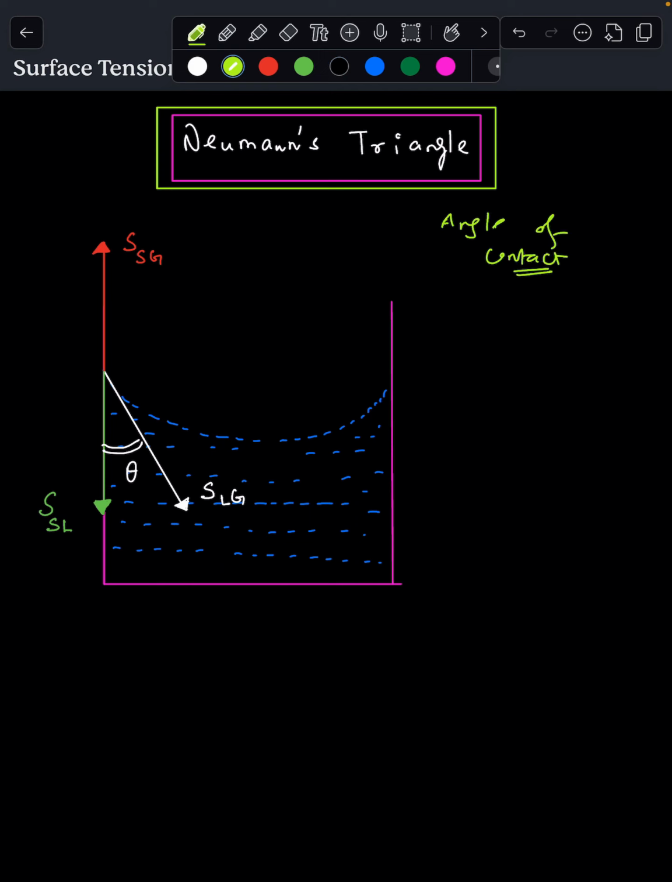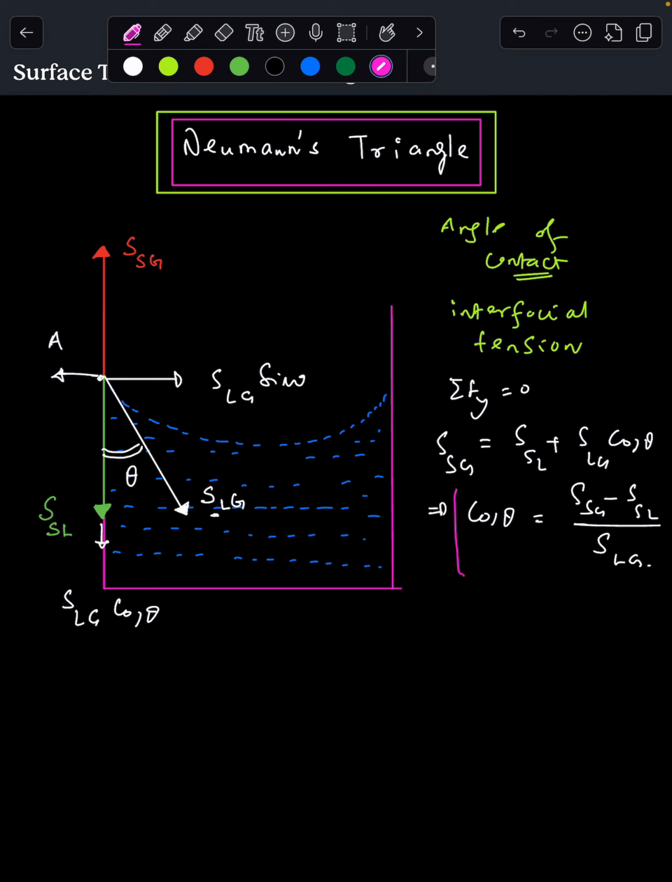In the vertical direction, if we put summation of Fy equal to 0, we can check that S_SG should be equal to S_SL plus S_LG cos theta. From here, cos theta comes out to be (S_SG minus S_SL) divided by S_LG. That's a very interesting equation, because it will help us have a different perspective on the angle of contact. How?